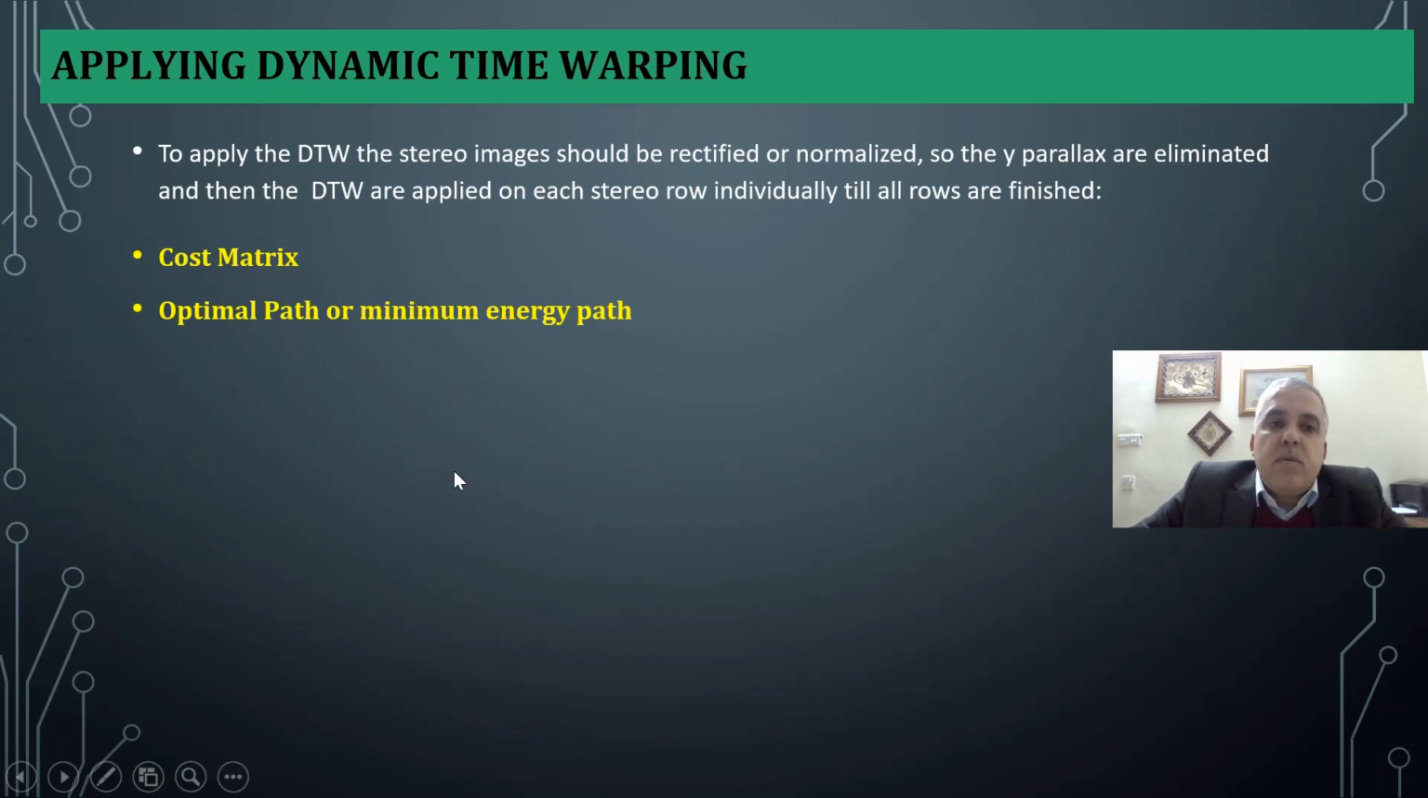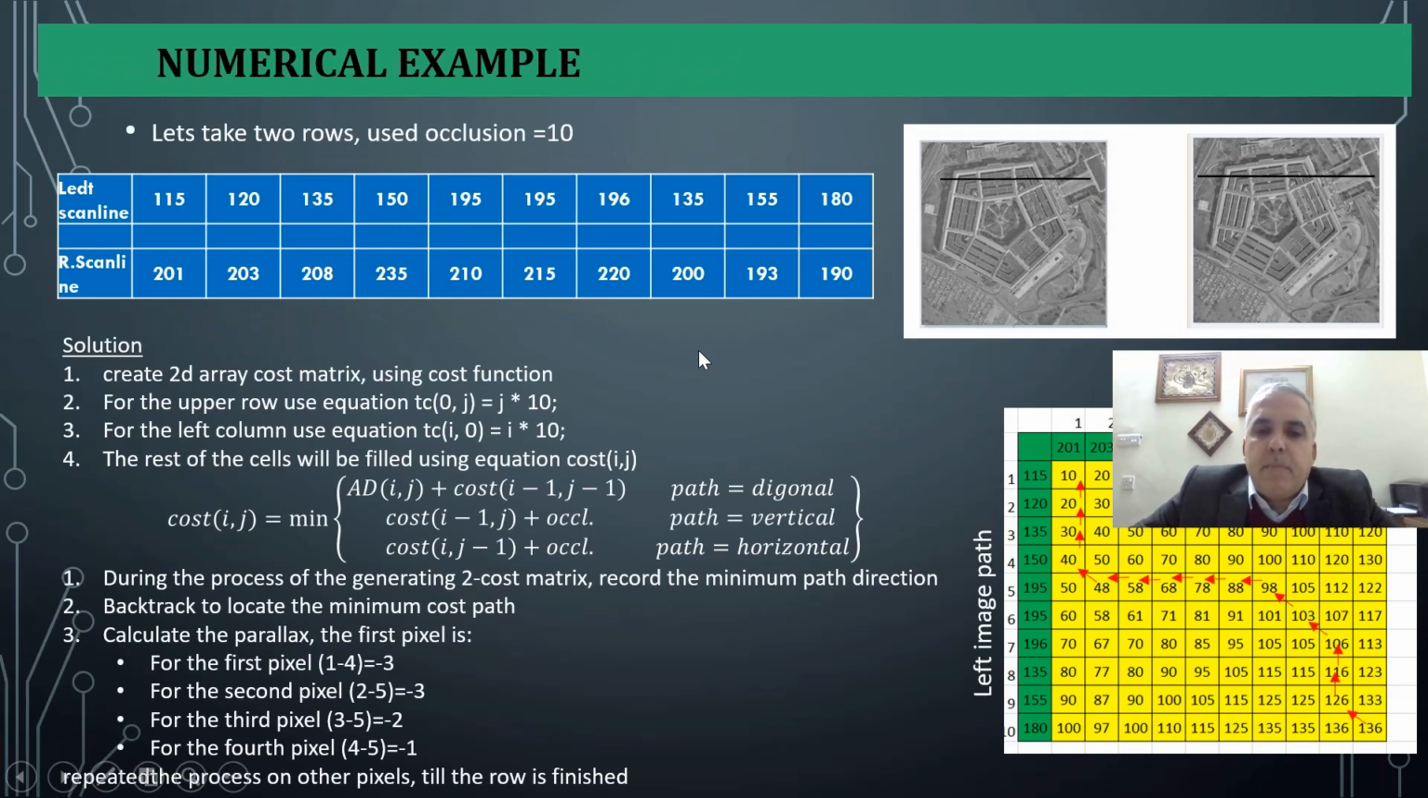In order to apply dynamic programming, or in order to learn how it works, first we need rectified images. We have to rectify the images. Then we will produce a cost matrix, and then we produce an optimal path or a minimum energy path, which can be used to find the corresponding points, which later can be used to find the object coordinates. Let's take an example. As you can see here, this is the left image.